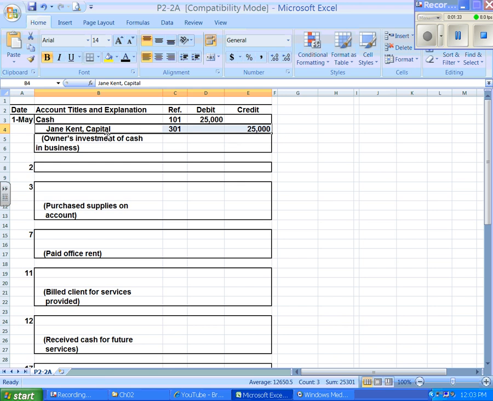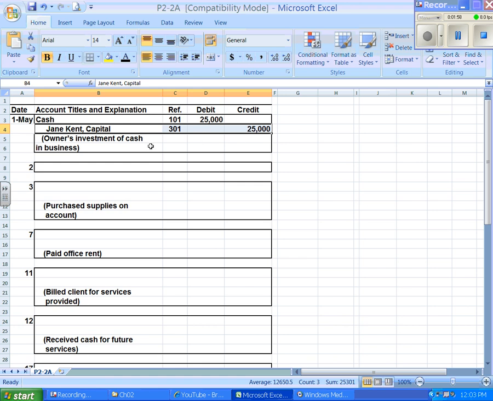The capital account is an account listed in the owner's equity section, right? Owner's equity is on the right. Capital increases owner's equity. If I want to increase an owner's equity account, right means credit, so I'll credit it. Notice in this transaction, my debits equal my credits. Okay, let's look at transaction number 2.